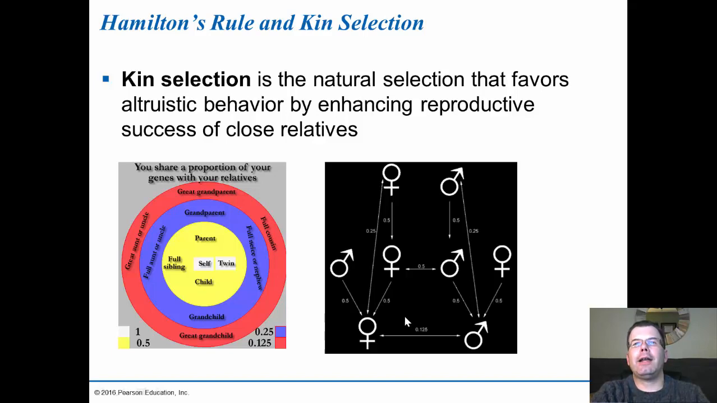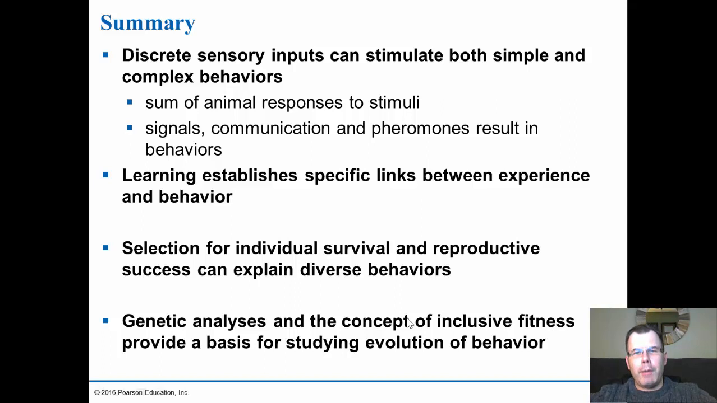Okay, so that is it for looking at kin selection. So we made it through. Hopefully I kept you along and didn't lose you in Hamilton's rule or any of those other things. But you can see that a lot of behaviors are influenced by the environment, they're influenced by learning, and some of them we're just born with. And so those are some of the ideas that we looked at today.